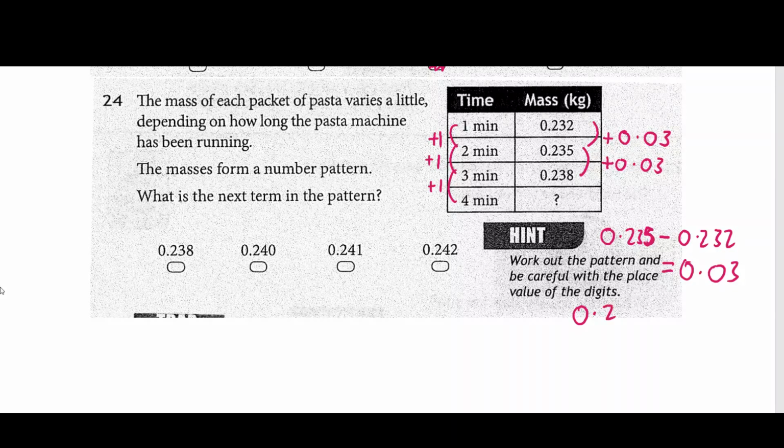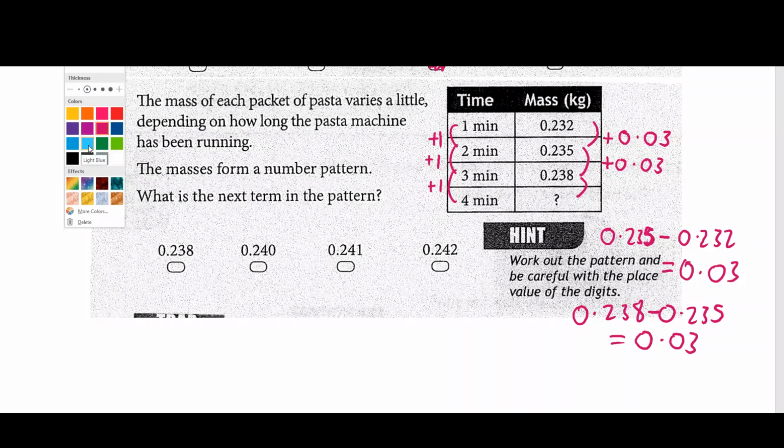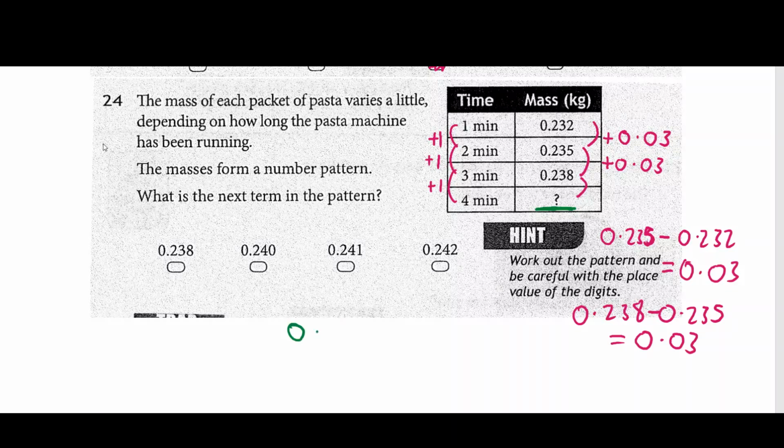Like this: 0.238 take 0.235. That's going to give me 0.003. So my next increase, I'm going to do this to figure out what number should be here on the question mark. I'm going to go 0.238 plus 0.003, which gives 0.241. I can use my calculator for all this.